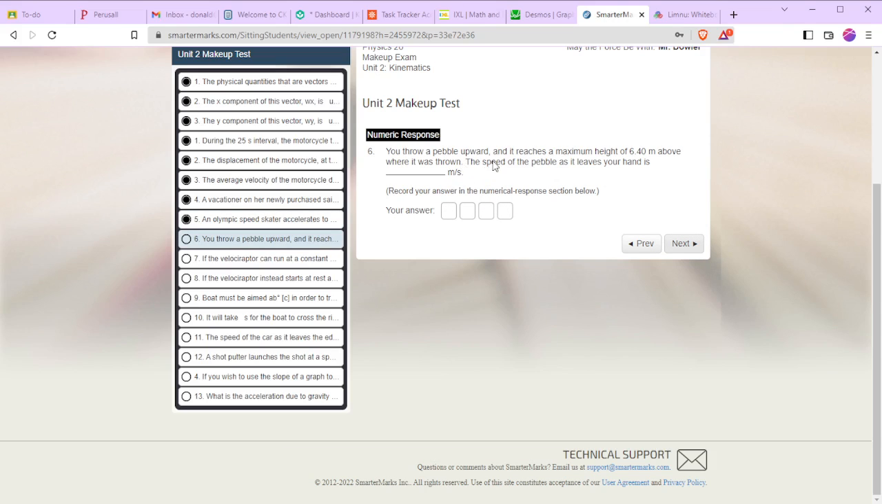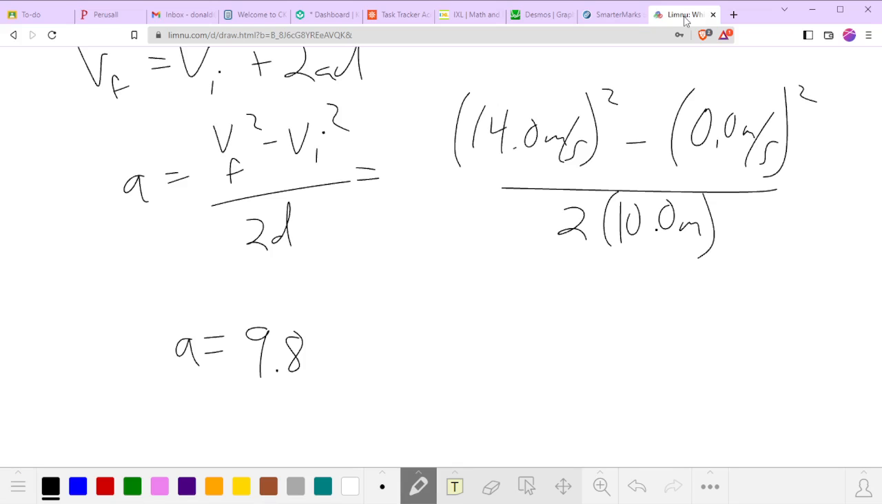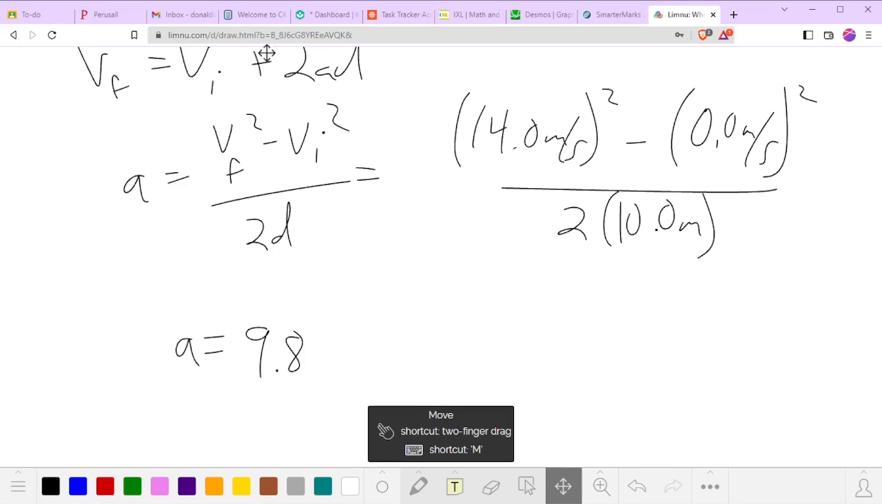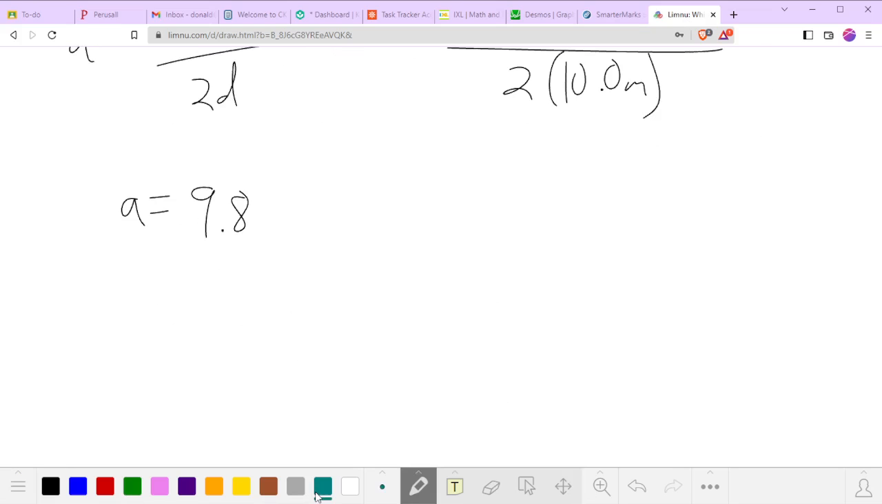You throw a pebble upward and it reaches a maximum height of 6.40 meters above where it was thrown. The speed of the pebble as it leaves your hand is. So again, we have the height. We can assume we're on Earth, so we know the acceleration. The final velocity, when it reaches that maximum height, is 0. We're asked for the initial velocity. So we're going to use the same equation we just used. It is Vf squared equals Vi squared plus 2AD.